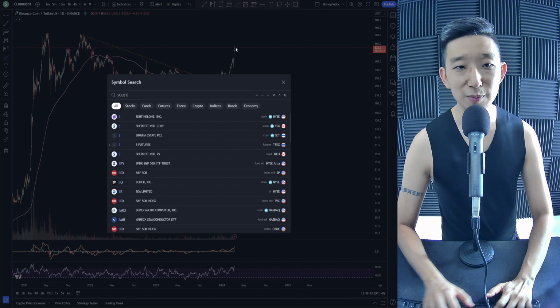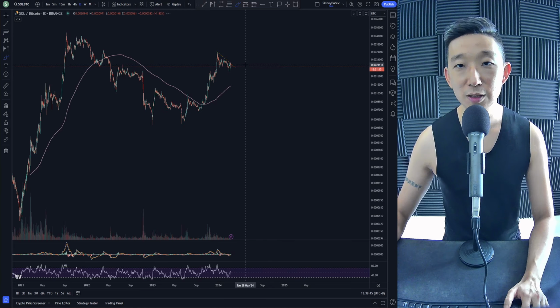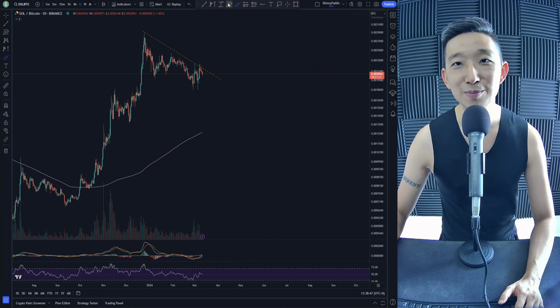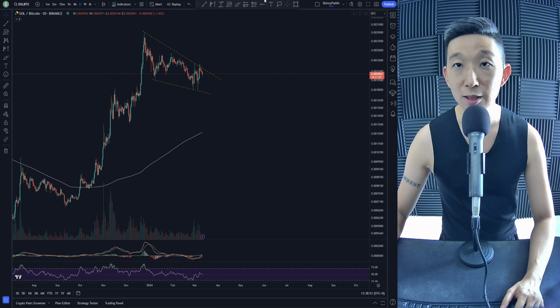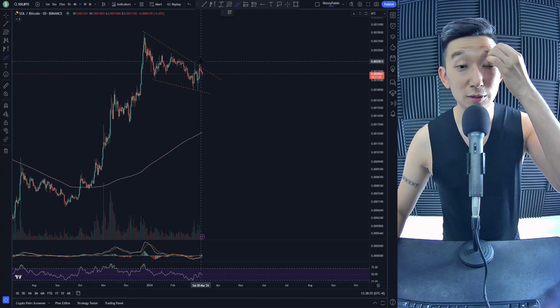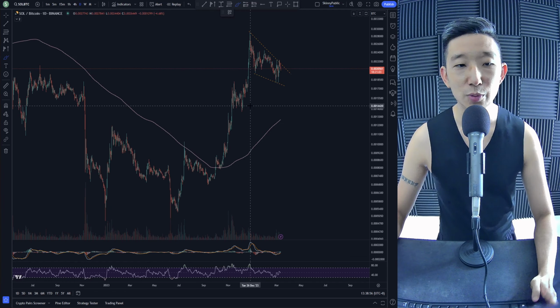Maybe Solana against BTC. Here we are for Solana. Sol against BTC, we are still, in my opinion, more upside to come. Still in a bullish trend. We're still above the skinny pink line. We are forming a falling channel. Falling channels usually break higher.